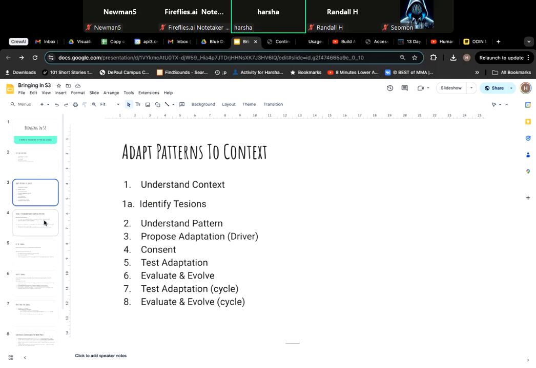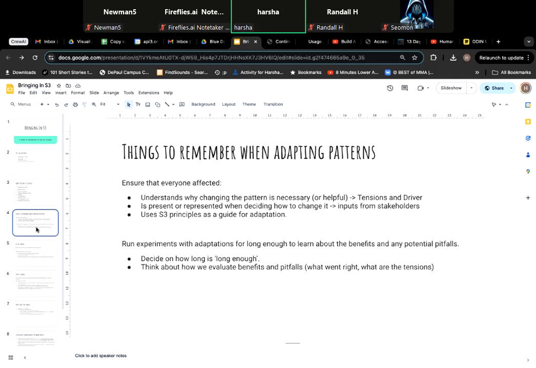If not, we can move to the next one, which is things to remember when adapting patterns. So for everyone that would be affected if we adopt a pattern, understand why changing the pattern is necessary. If there are no tensions, then why are we even changing the pattern? Why can't we just keep going the way we are going? So my assumption is that first we identify tensions, and from those tensions, we agree on a driver.